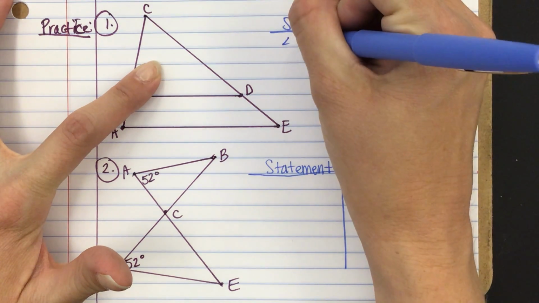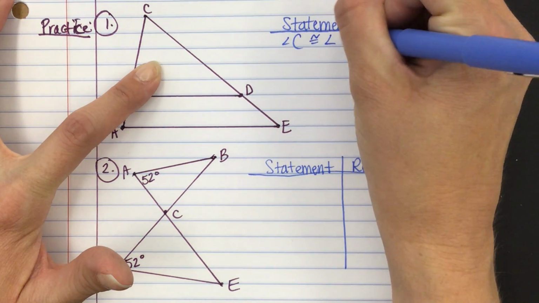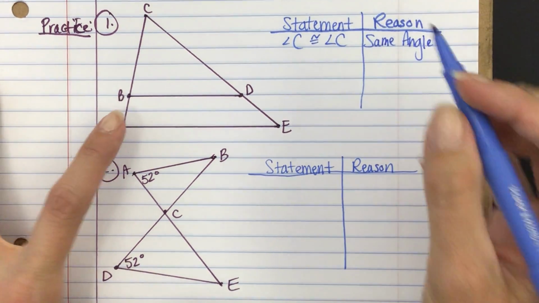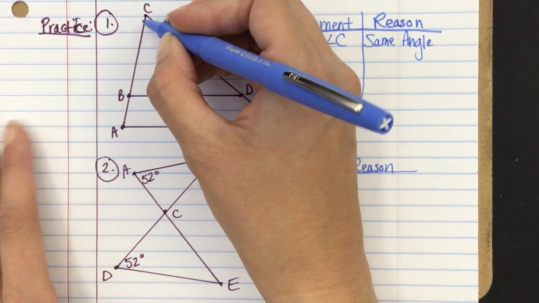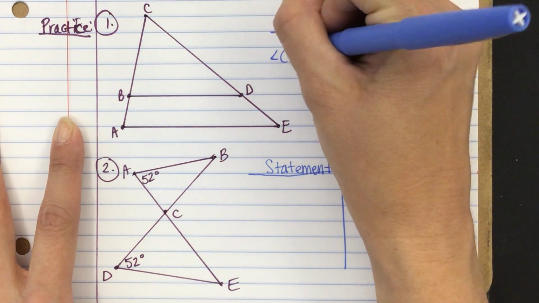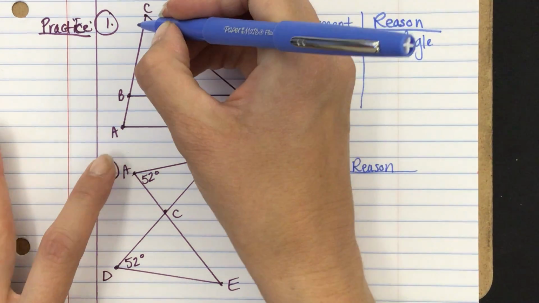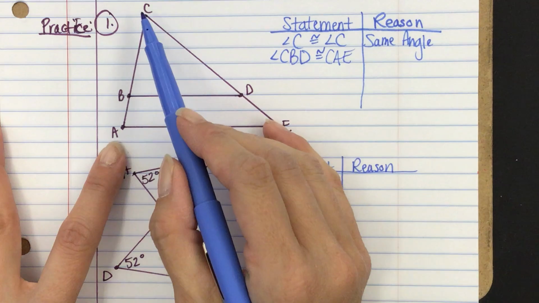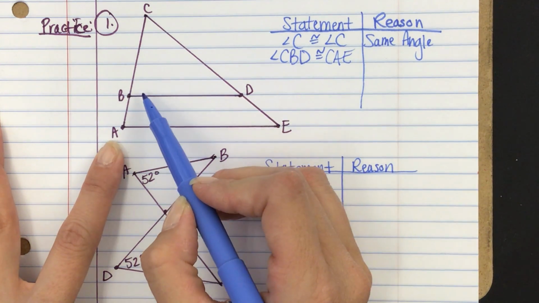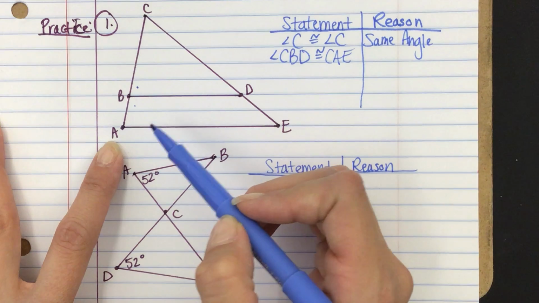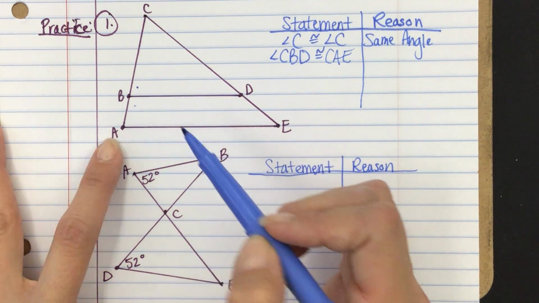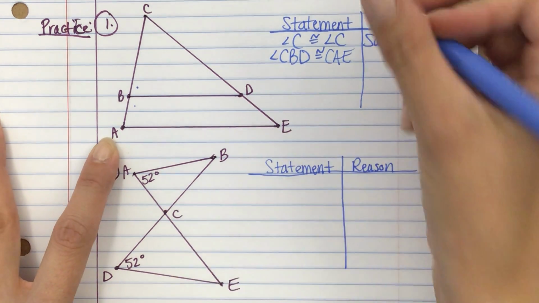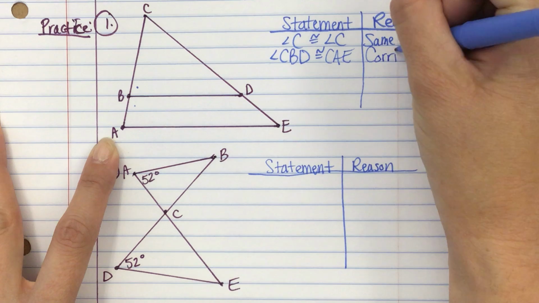I'm gonna say that angle C is congruent to angle C because they're the same angle. And then I'll say that angle CBD is congruent to angle CAE. It's important that you use those extra points because if you just say angle B, I don't know whether you're talking about this angle or that angle because there's two possibilities there. And actually for angle A, you could just say angle A because there's only one. But I did the whole thing. And we can call this corresponding.